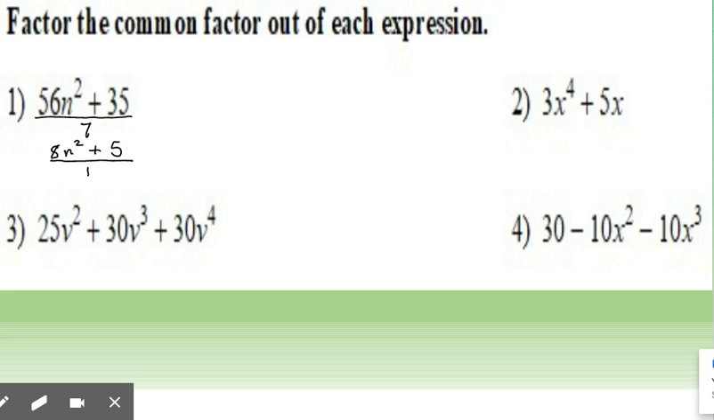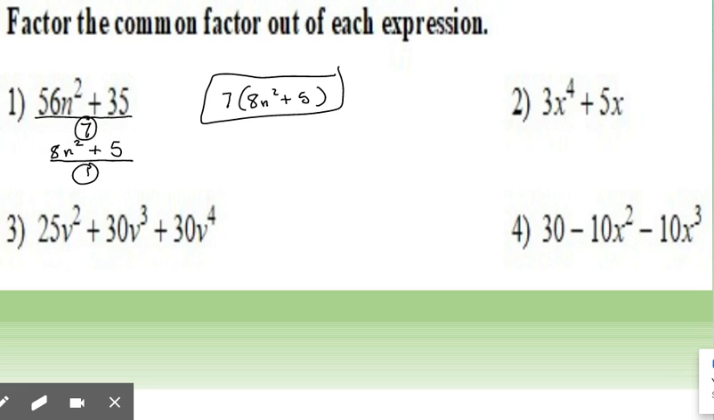And I'm going to look at my variables. Now notice, I don't have a variable on the 5, so there's nothing else to divide out. So the 8n squared plus 5 goes in my parentheses, and I'm just multiplying 7 times 1, 7. And that is factored. Okay, number 2, I have 3 and 5. Well, there's nothing I can divide out, so 1, I'm done.